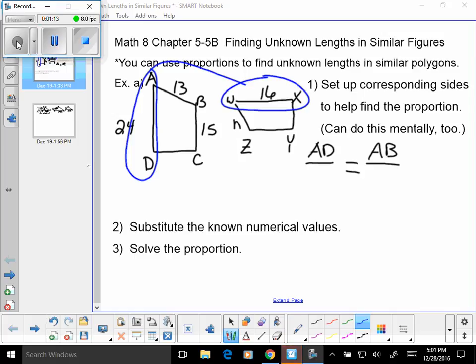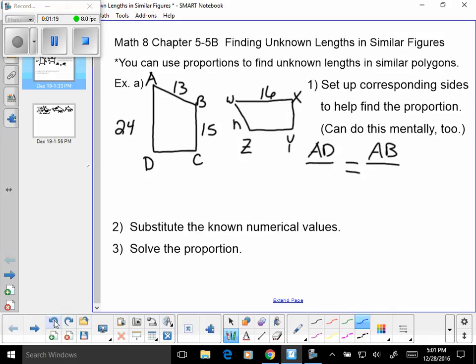Most people kind of do it mentally, so I'm going to take those lines back out. Now, AD is a long side that goes from a slanted side, that kind of connects a slanted side to another right angle side. So AD is going to be corresponding to WX, and AB is going to correspond to WZ. From there, step 2 is to substitute the known numerical values. That's usually where we start right away. And then we go on to step 3, to solve the proportion.